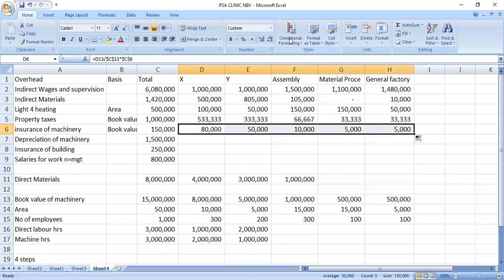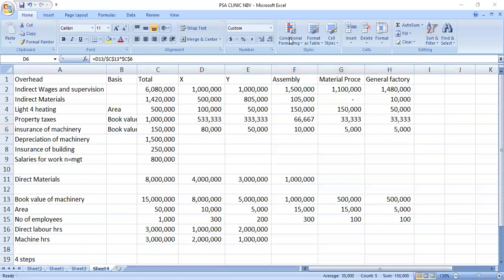Let me see what someone is saying. I think it should be area. Kindly, which one? Ivan, property tax or something else? Or insurance? Which one are you saying exactly? It should be area. Then we go to depreciation of machine. I think that one is still obvious, still book value.